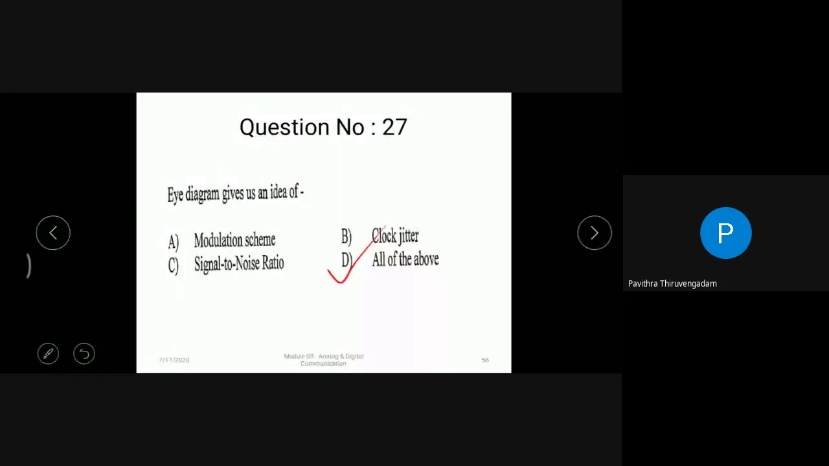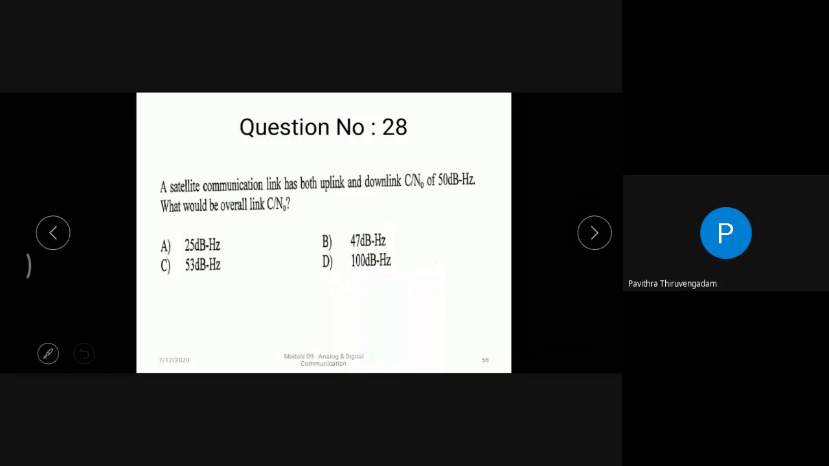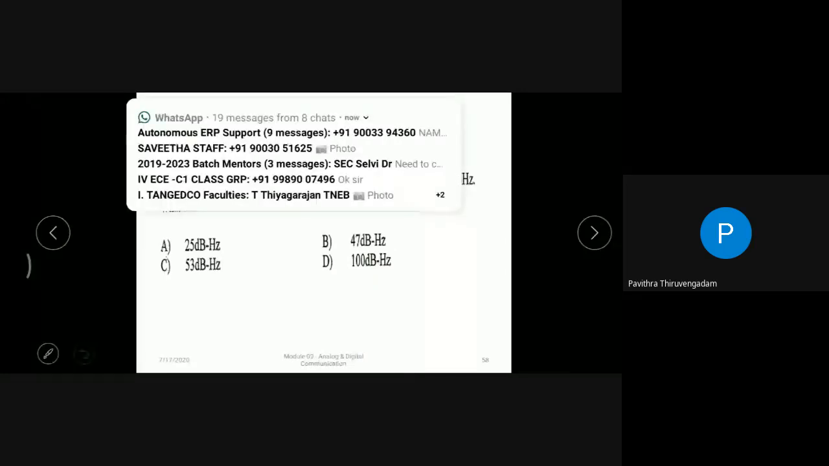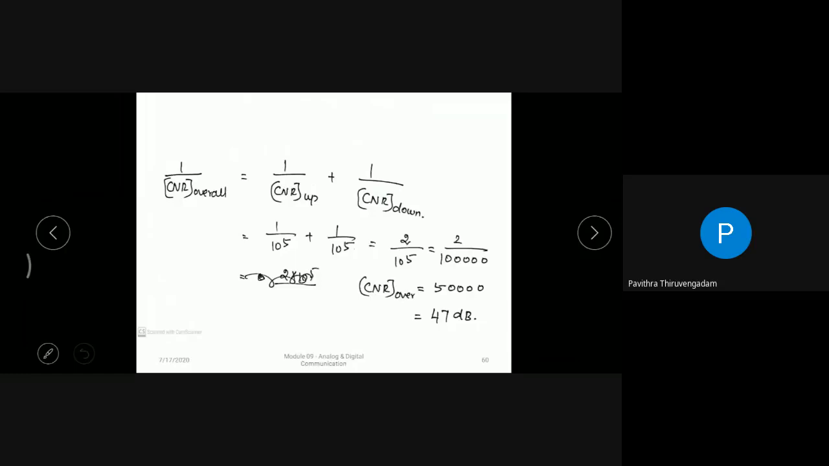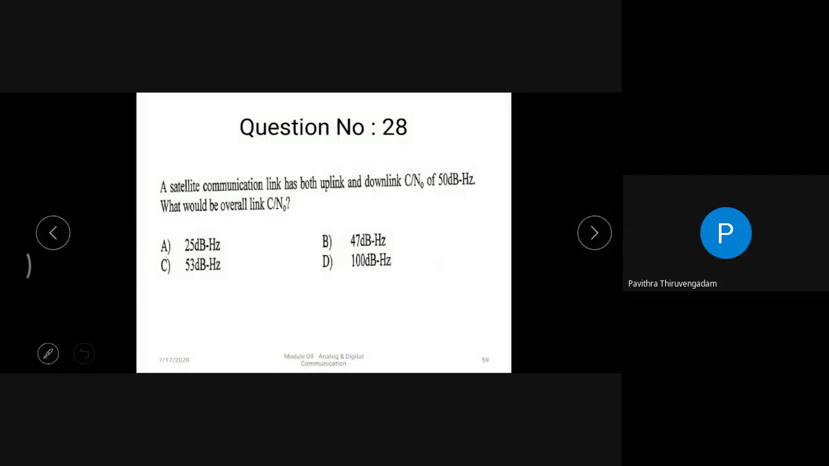Okay, and the last one: a satellite communication link has both uplink and downlink CNR of 50 dB. For both cases, what will be the overall CNR? Okay, so we know the formula: 1 by CNR overall is equal to 1 by CNR uplink plus 1 by CNR downlink. Then if I calculate all these values, I am getting 47 dB as the answer. Okay, so once again, we already discussed this one. It is a similar problem with different numbers. That's all.